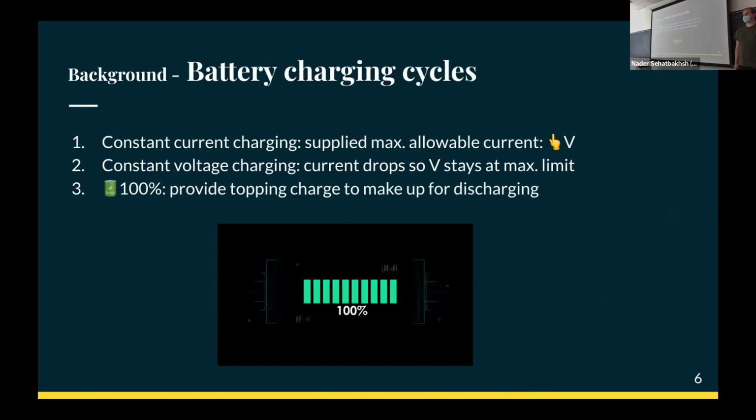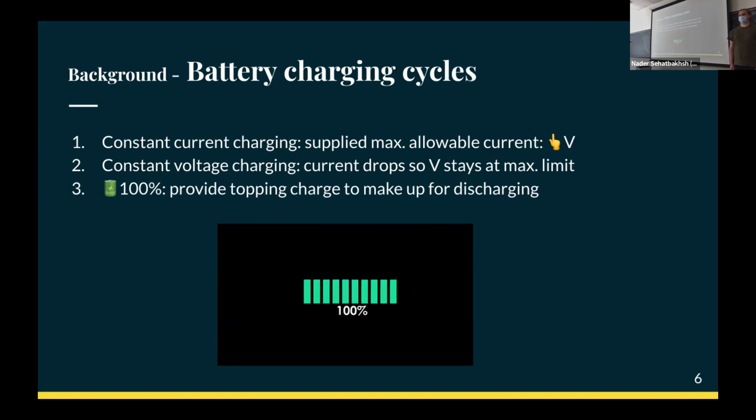And what we need to know is the battery charging cycle. We all know that when we plug the battery in, it doesn't always charge with the same current. The first phase happens when we're at a relatively low battery level. That's called constant current charging. Basically, the charger is giving us as much current as it can until we reach a certain voltage level, which is about 4.2 volts in this paper.